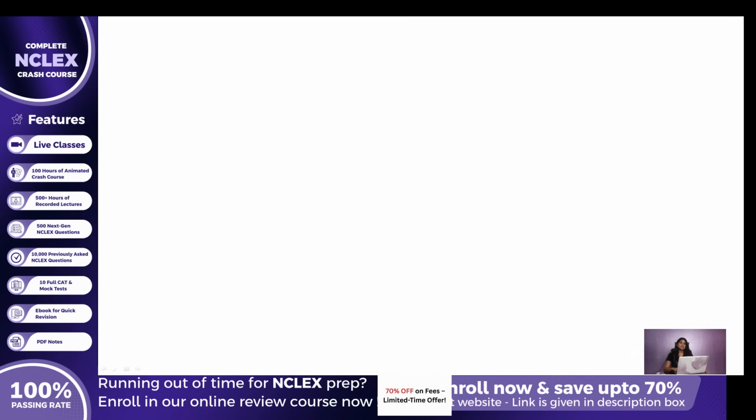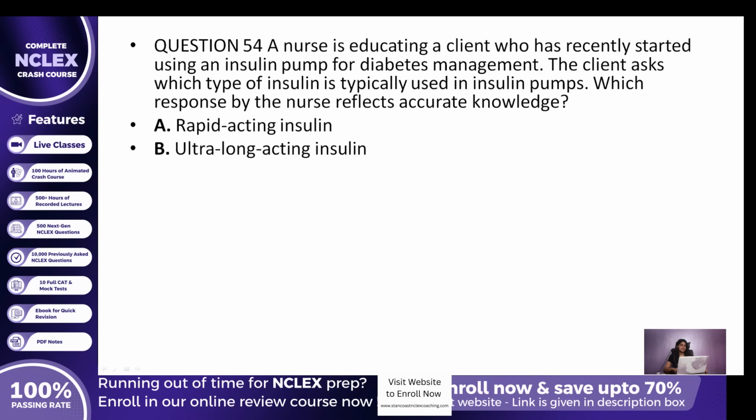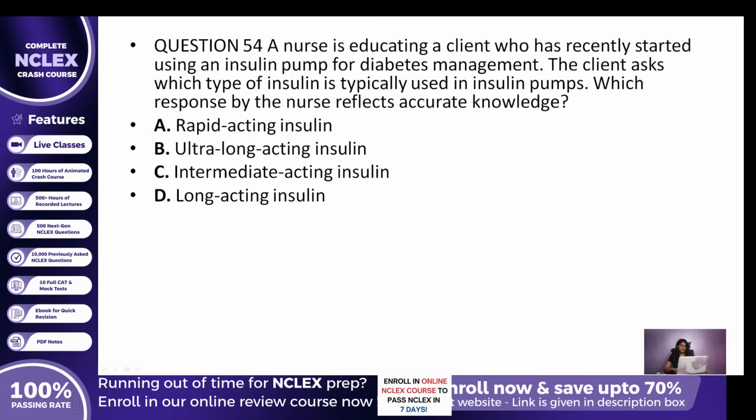Let us now explore an essential concept in diabetes management involving insulin pumps. Question 54. A nurse is educating a client who has recently started using an insulin pump, and the client asks which type of insulin is typically used. The options are Option A, rapid-acting insulin, Option B, ultra-long-acting insulin, Option C, intermediate-acting insulin, and Option D, long-acting insulin. The correct answer is Option A, rapid-acting insulin.